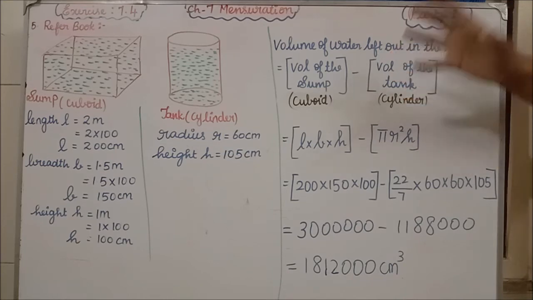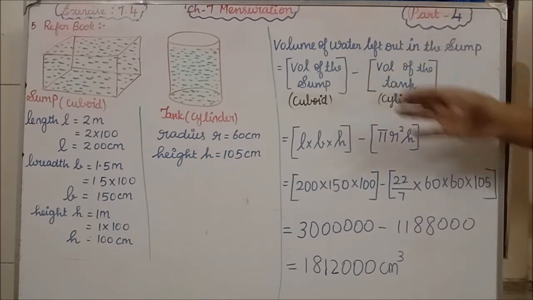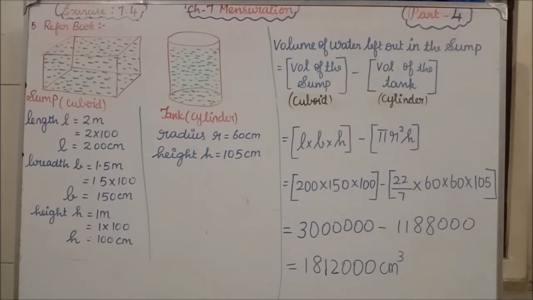So here the bigger value is the sump minus the tank, which is of cylinder. Clear? Volume of the cuboid formula we know, length into breadth into height, isn't it? Minus volume of the tank. Tank means what? Here it is a cylinder. So volume of the cylinder is what? Pi r square h. Now we know all the values for everything. We have to just substitute.